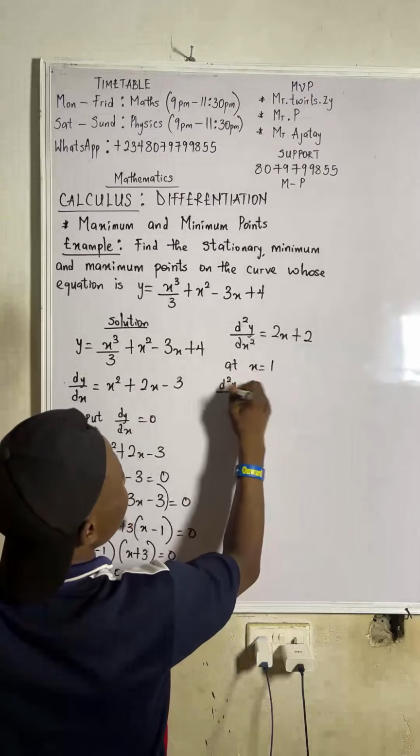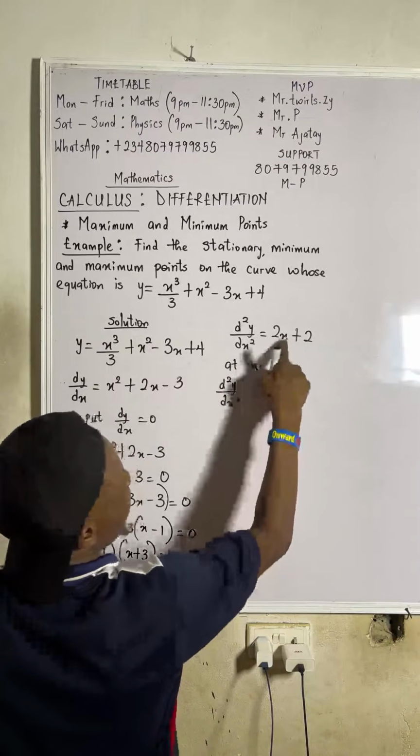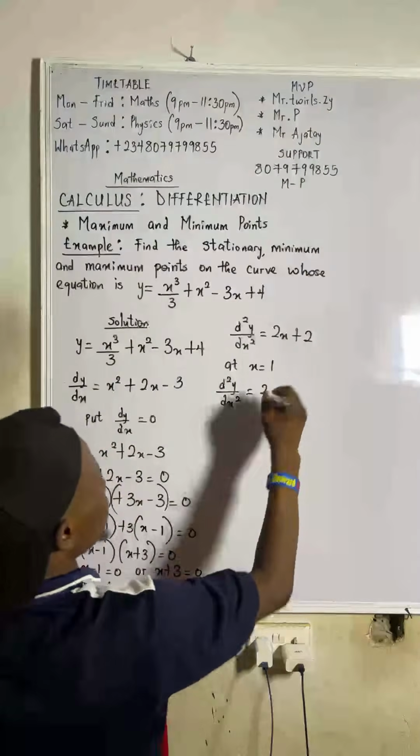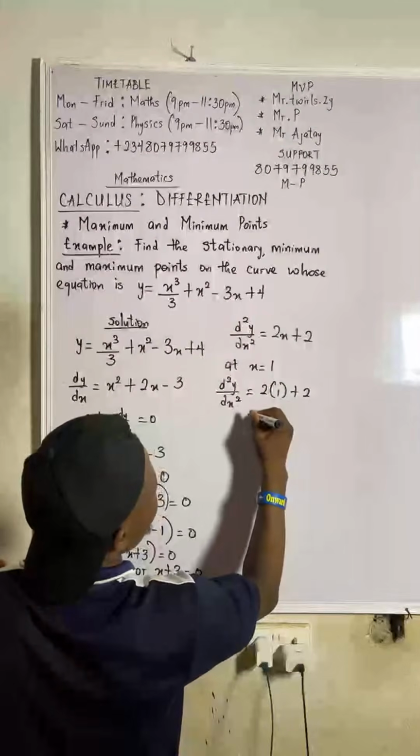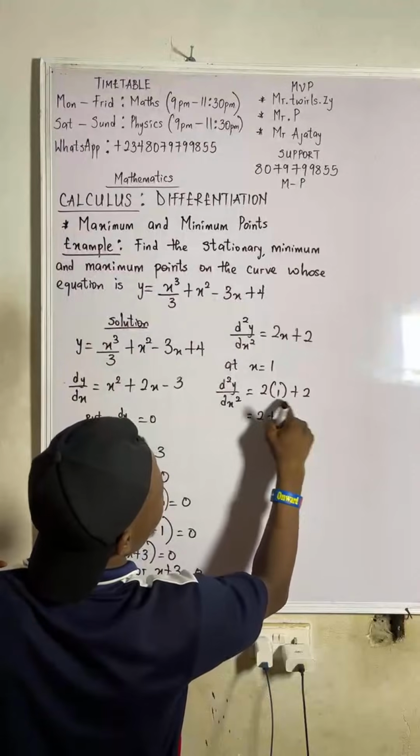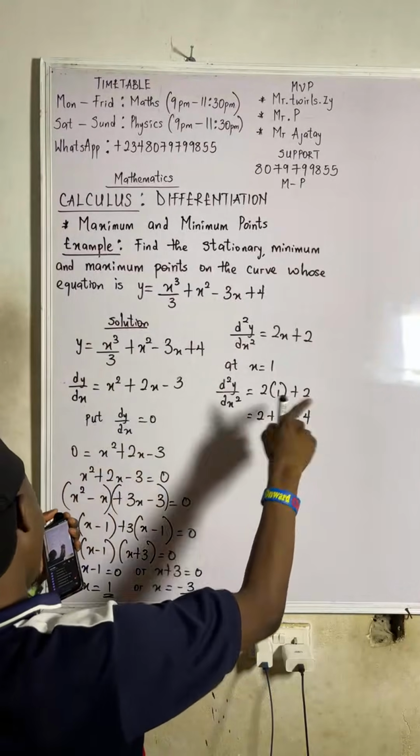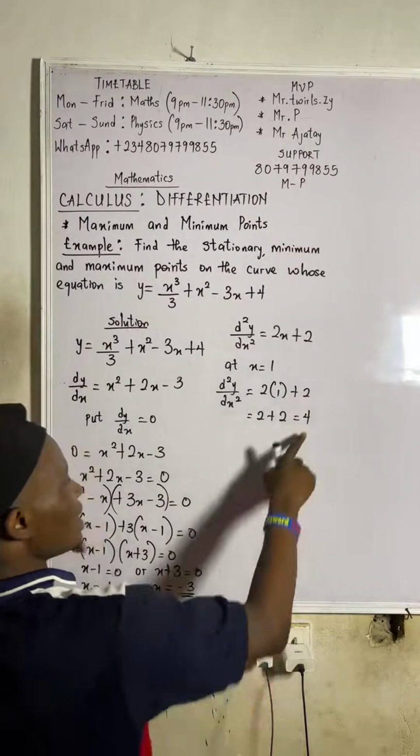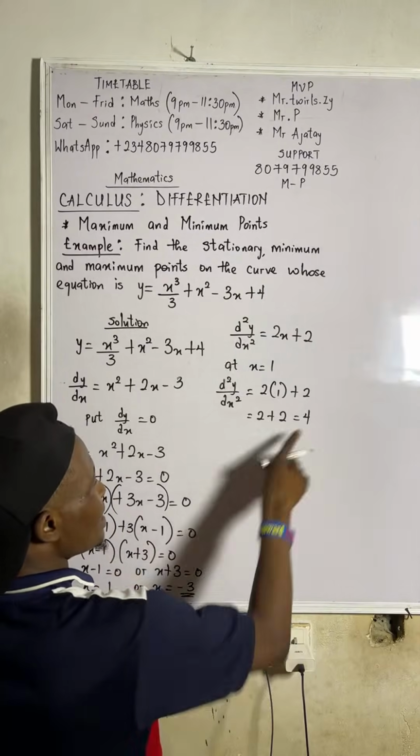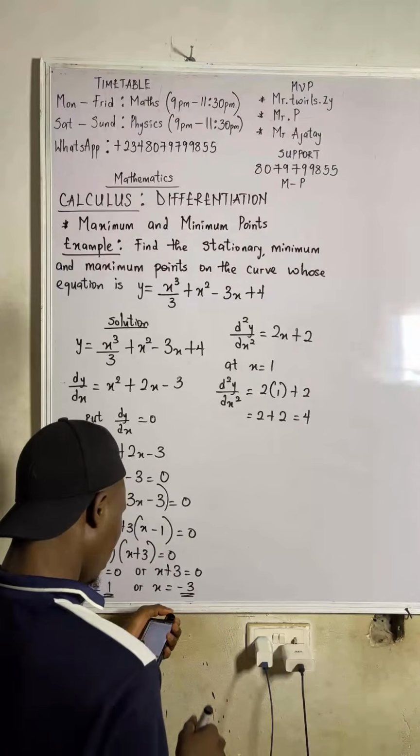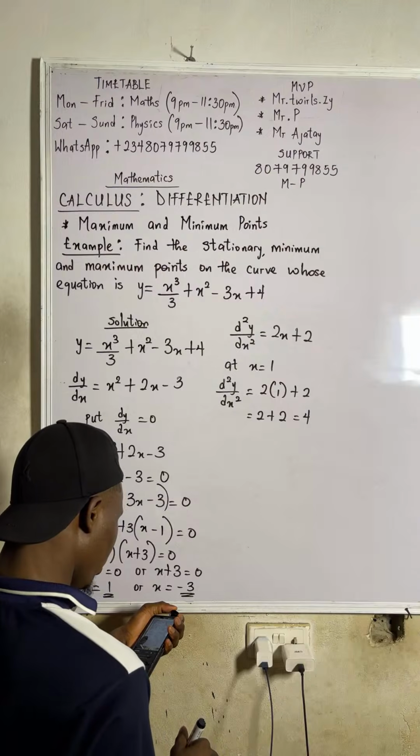That will be d squared y over dx squared equals 2. Anywhere I see x, I will put 1. That will be 2 times 1 plus 2. What is 2 times 1? That will be 2 plus 2 equals 4. Now, is it greater than 0 or less than 0? Look at this. Is it greater than 0 or less than 0?